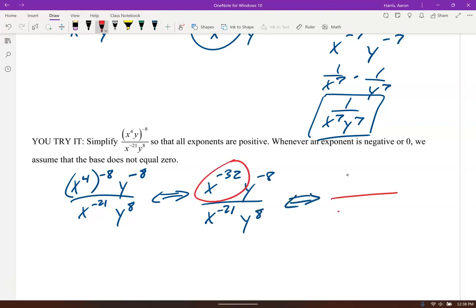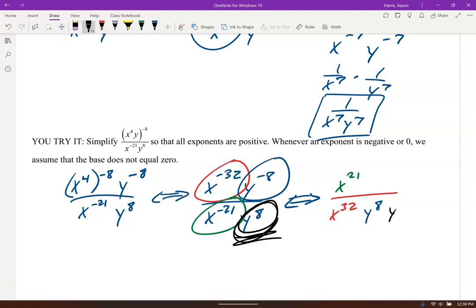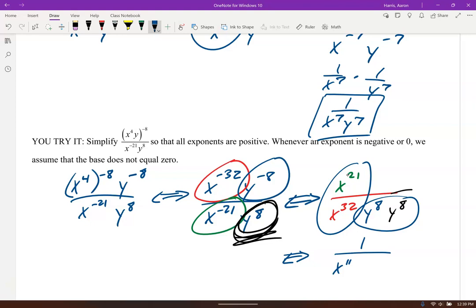X to the negative 32, that'll go down and become x to the 32. X to the negative 21, go up top, become x to the 21. I don't want to deal with these negatives. Y to the negative 8 goes down, becomes y to the 8th. I already have y to the 8th down there, and it's positive, so it stays down there. And now I have 21 x's on the top, 32 on the bottom. So let's see, 32 minus 21, we got 11. I got 11 x's on the bottom, and then y to the 8th times y to the 8th. Y to the 8 plus 8, y to the 16th.